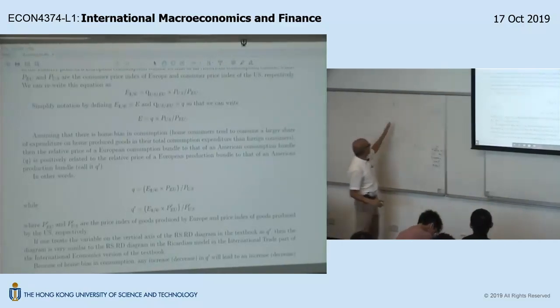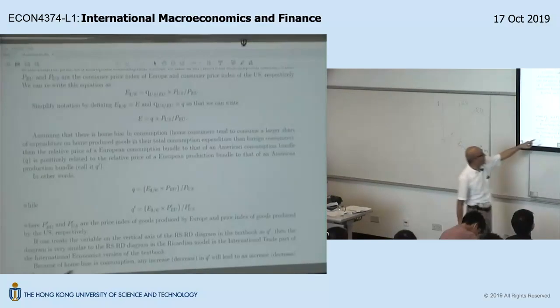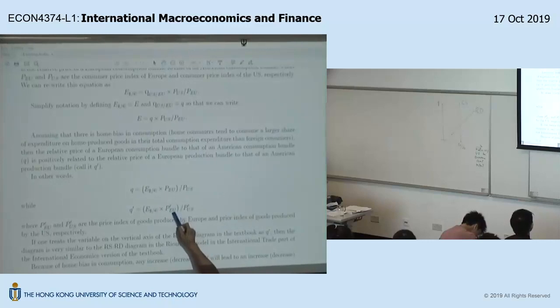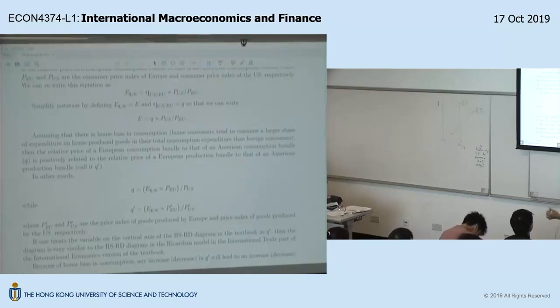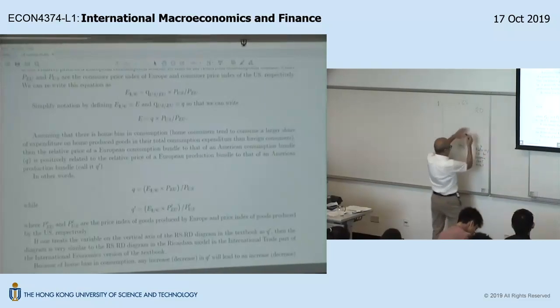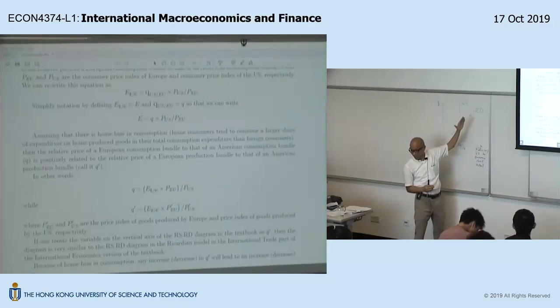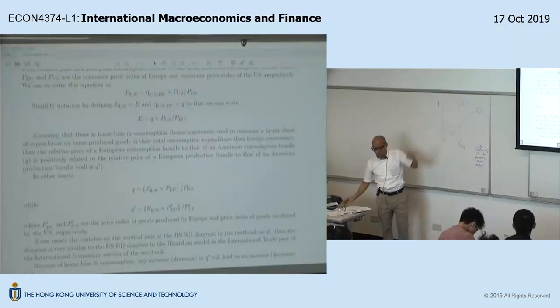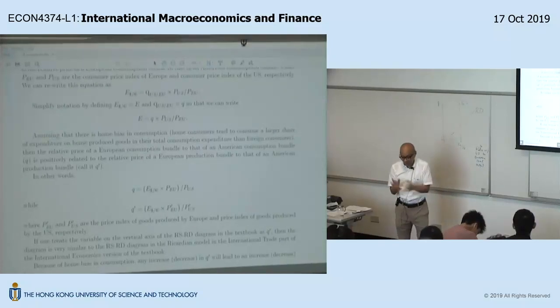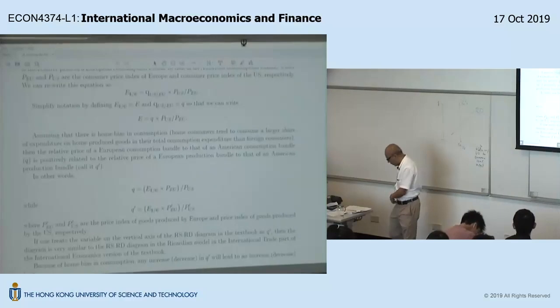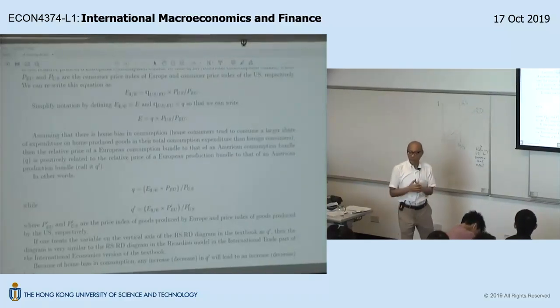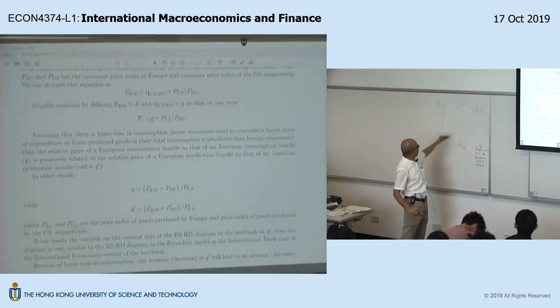So the point is, if this gets larger, it means what? It means the price of European goods is more expensive, right? When the price of European goods gets more expensive, people will demand more American goods. That's why this is upward sloping. Does that make sense? We just said that the real exchange rate is a very important variable determining export and import, right? So this explains why this is upward sloping.